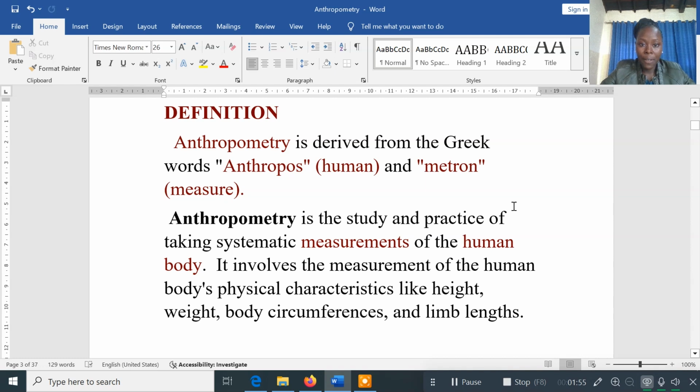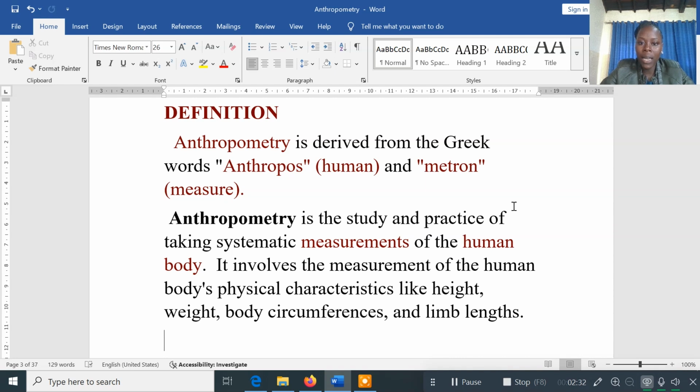By definition, anthropometry is derived from the Greek words anthropos and metron. The word anthropos in Greek simply means human. Then metron is measure, or any measurement is called metron. So that is where this word is derived from. Anthropometry simply means the study and practice of taking systematic measurements of the human body.